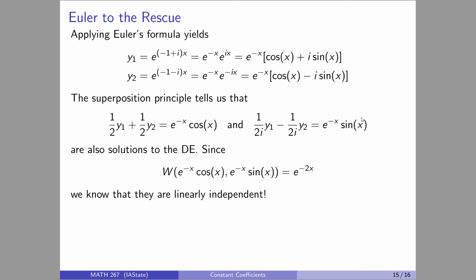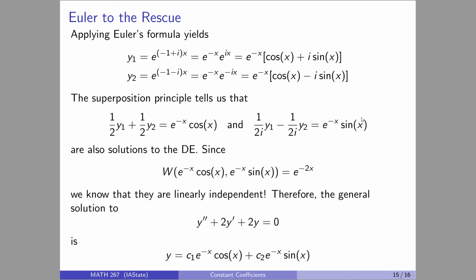A little bit of work to check this, got to do some product rules, but it will equal e to the -2x. I have 2 solutions that are linearly independent, so the general solution to y double prime plus 2y prime plus 2y equaling 0 is C1 e to the -x cosine x plus C2 e to the -x sine x. So I used complex techniques to solve a real variable problem.